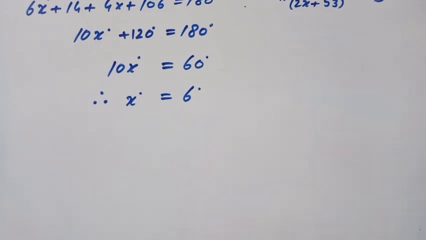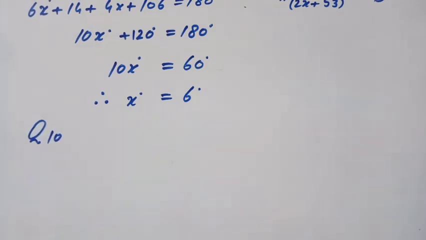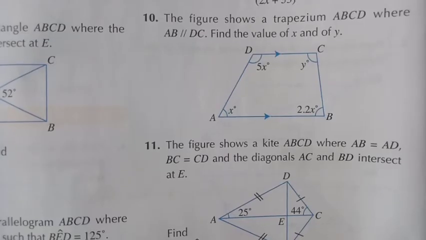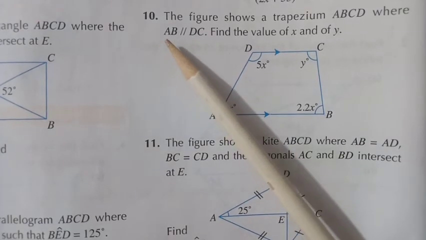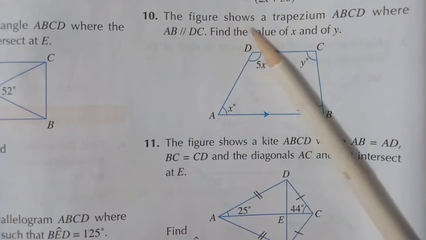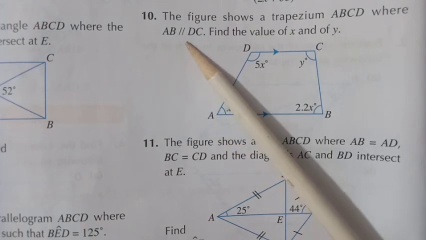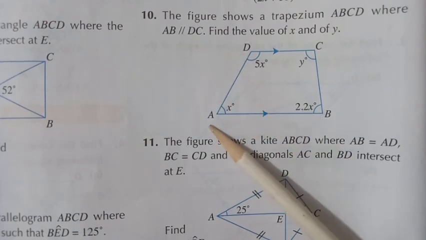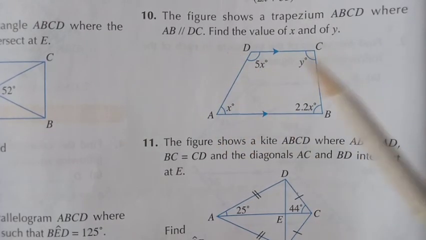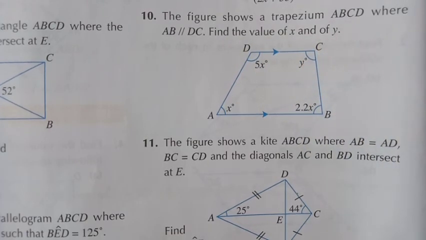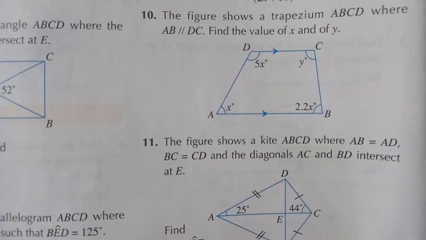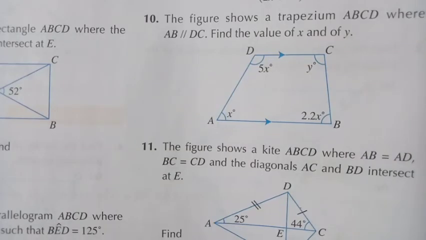X equal to 6. Now the next question, number 10. The statement of the question is: the figure shows a trapezium ABCD where AB is parallel to DC. Find the value of x and y. Right? देखिए क्वेश्चन नंबर 10 तो बहुत आसान है.